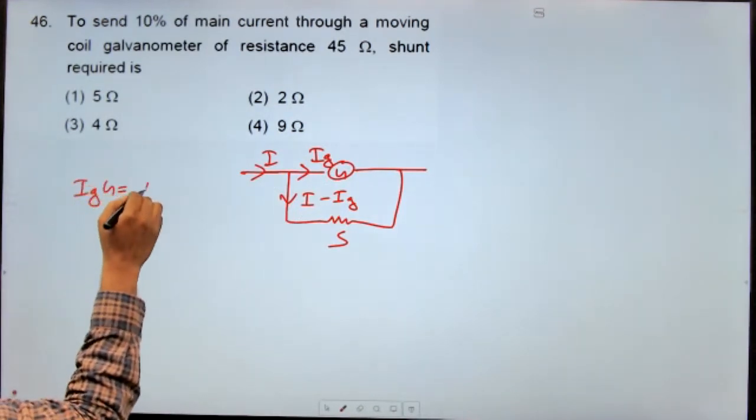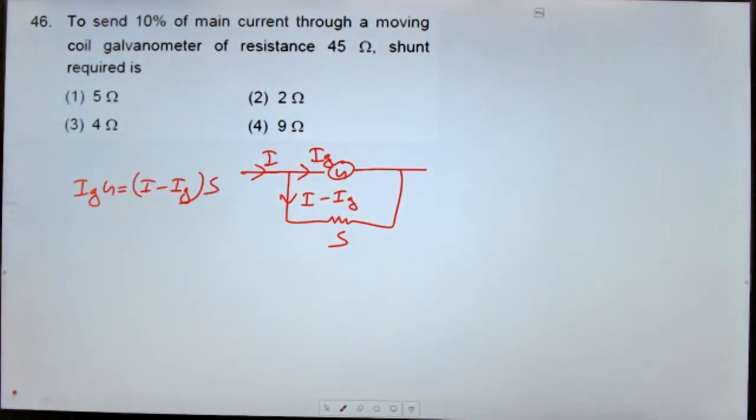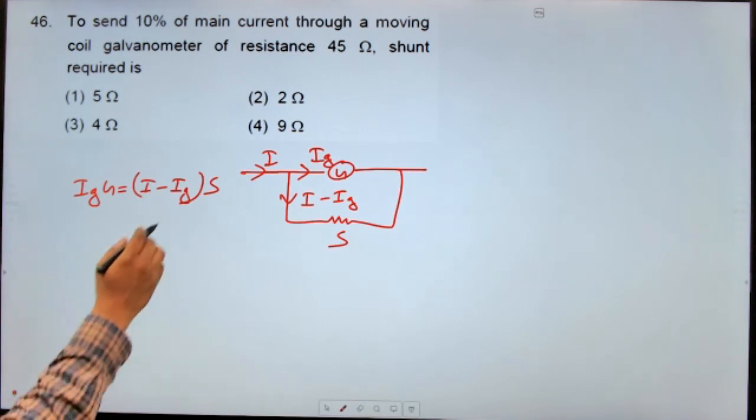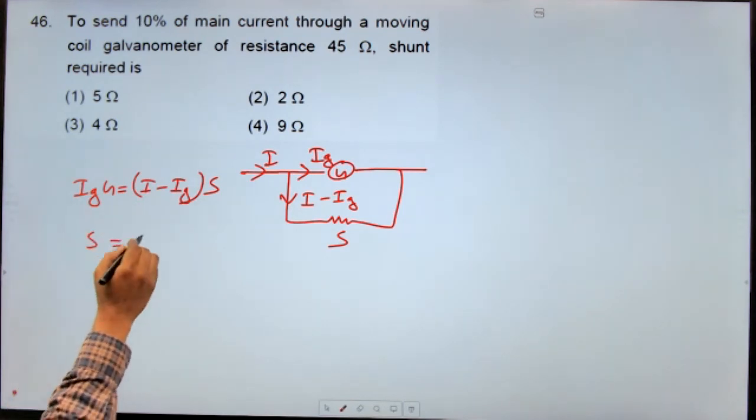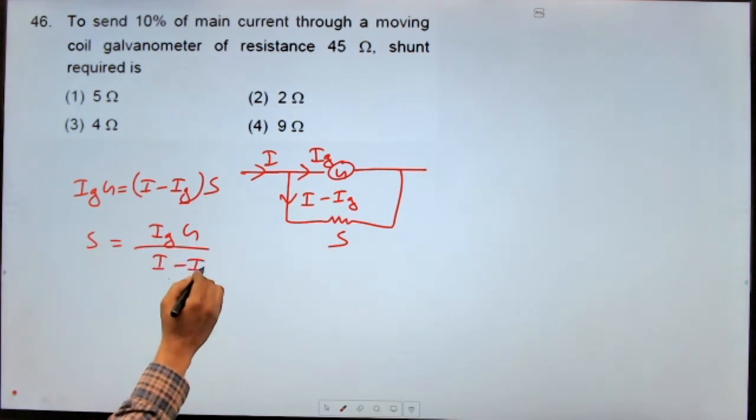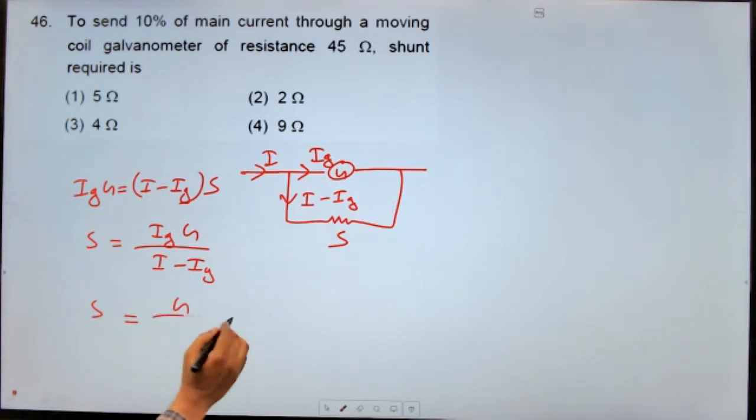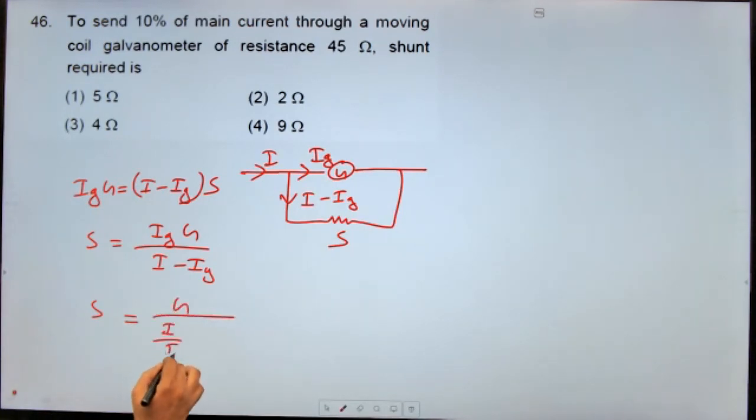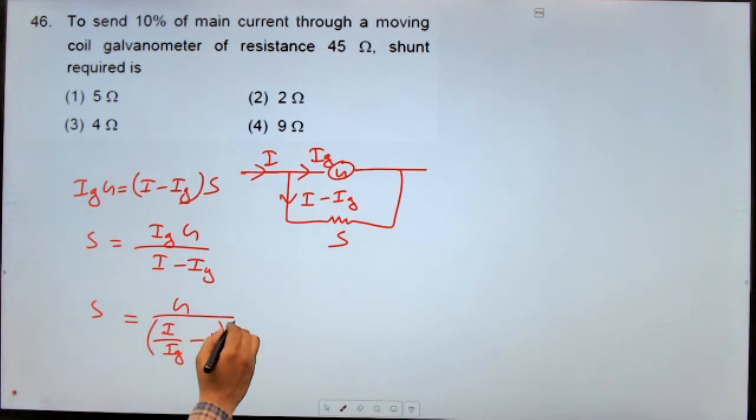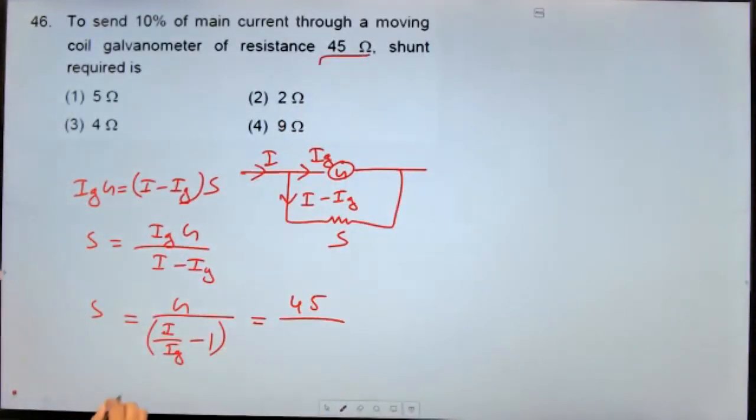So Ig into G equal to I minus Ig into S. So we need to calculate S only, so that S equal to Ig into G by I minus Ig. Take this Ig to denominator, G by I by Ig minus 1. What is the G value? Galvanometer resistance 45 ohms, 45 by I by Ig.